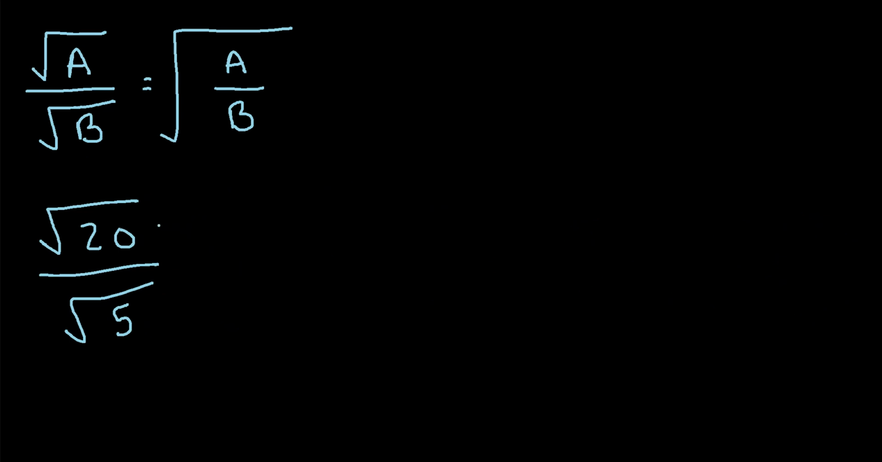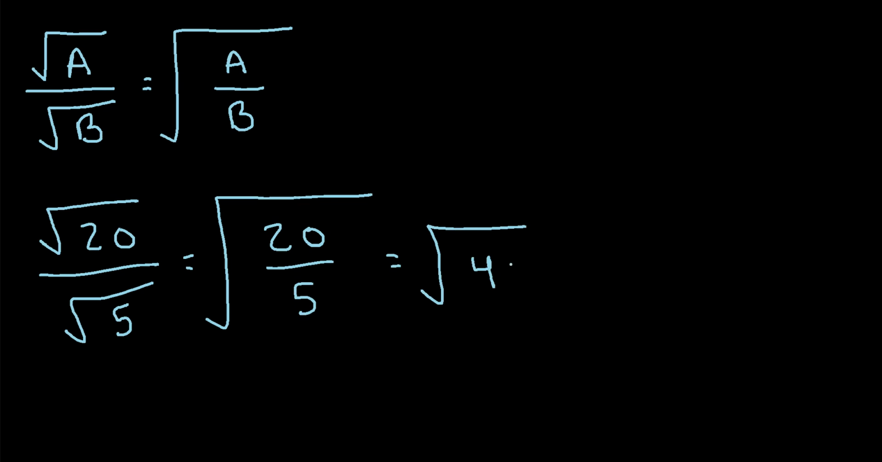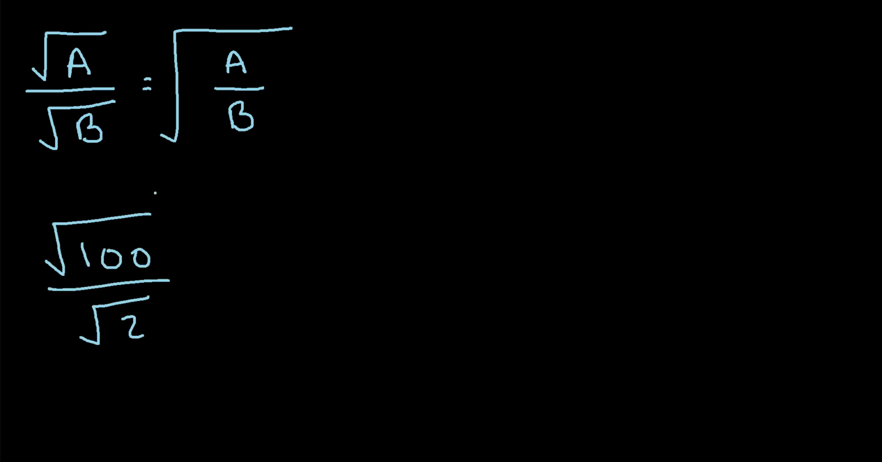All right, let's try another example. Let's say we have the square root of 20 divided by the square root of 5. Well, remember, according to this rule, we can actually write this as the square root of 20 divided by 5. So 20 divided by 5, that's just 4. So this is really the square root of 4, and the square root of 4 is just 2. So our final answer here is 2. All right, let's try another one.